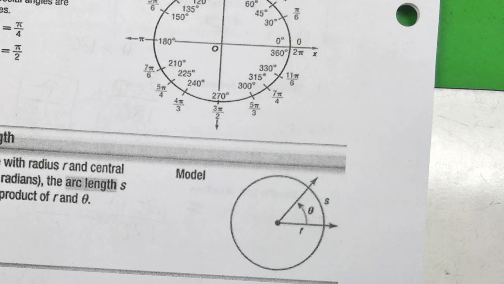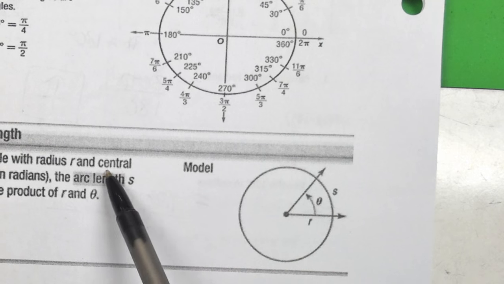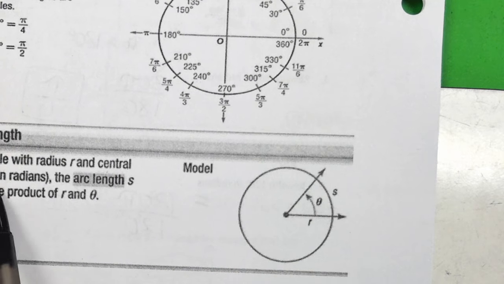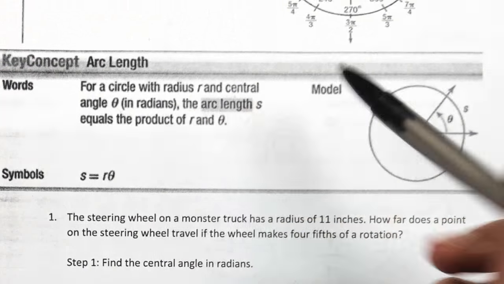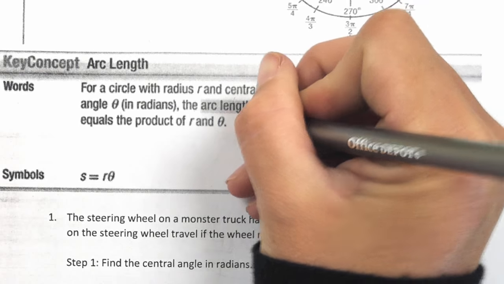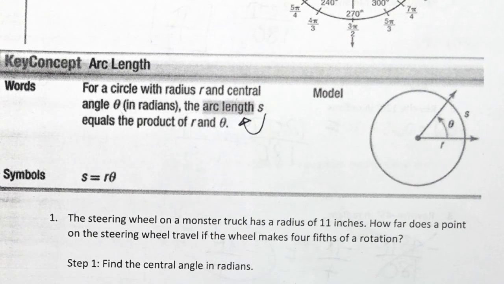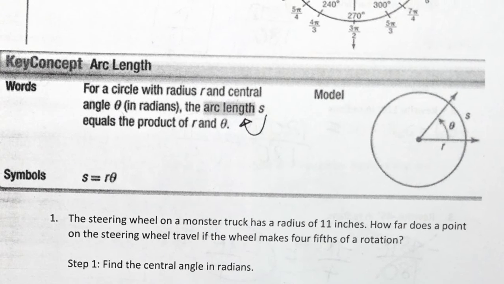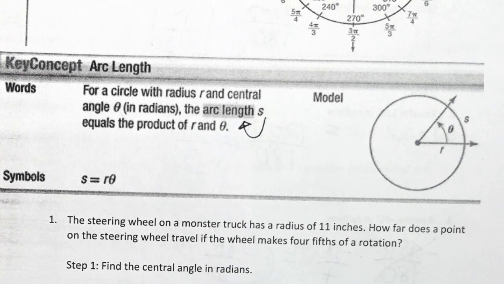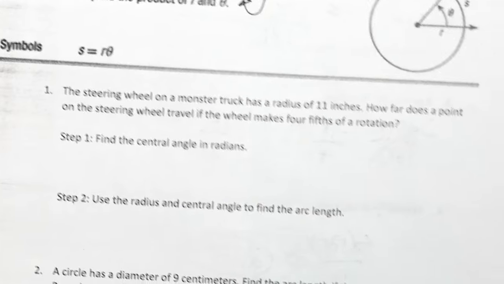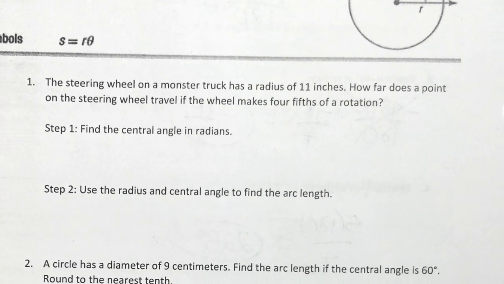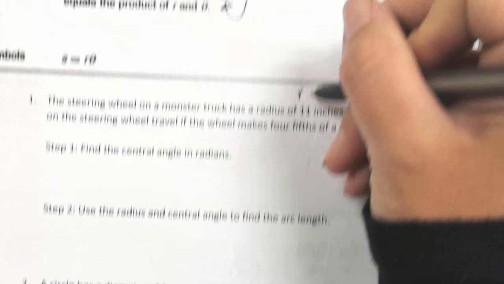All right, flip it over. So now we are going to talk about arc length. For a circle with radius r and central angle theta in radians, the arc length, and we're going to let S stand for arc length, equals the product of r and theta. The first thing we're going to see is an example of a monster truck steering wheel. The steering wheel on a monster truck has a radius of 11 inches, so let's write r equals 11, correct?